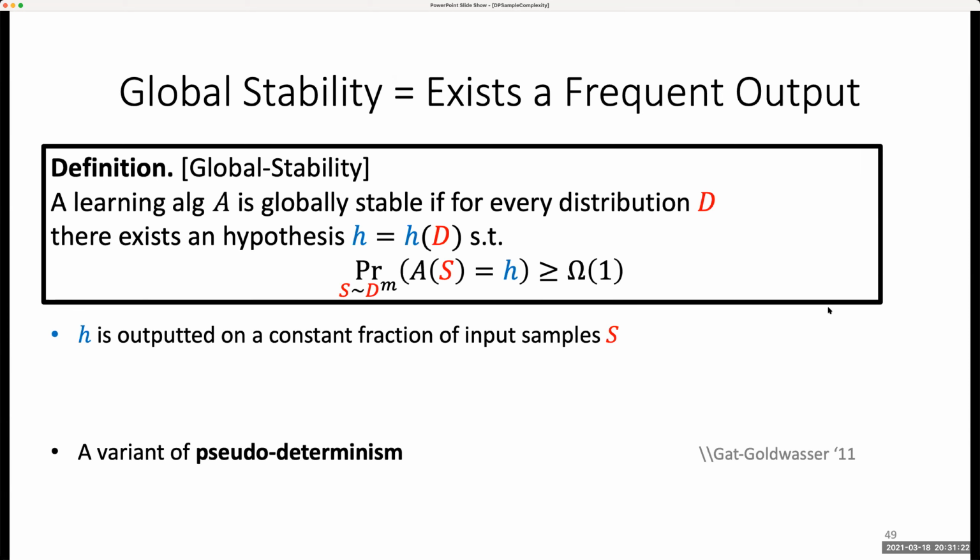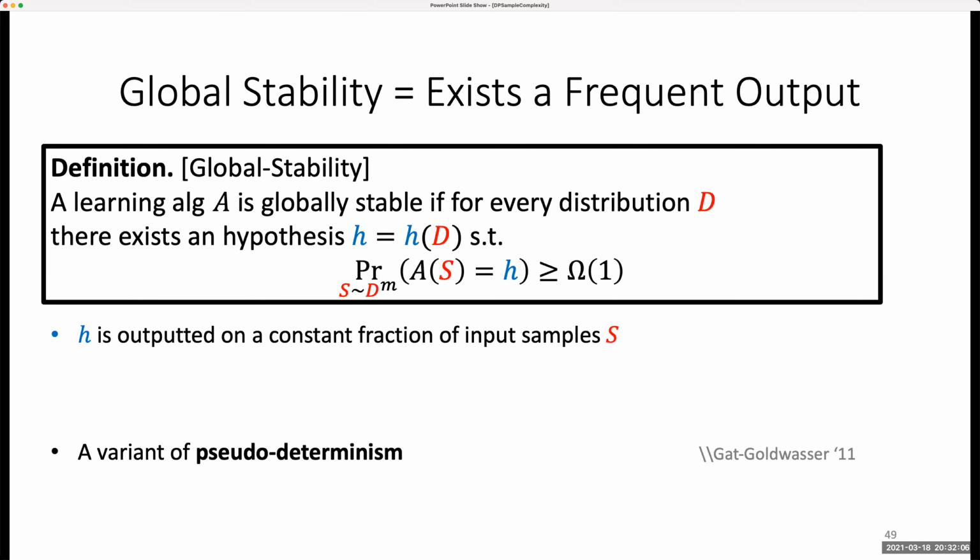It's a property of a learning algorithm, right? So there is no class even if you want. So a learning algorithm A is globally stable if for every distribution D, there exists a hypothesis H that depends only on D, not on the input, and the probability that the algorithm outputs H is not negligible. It's at least some constant. Okay, so it means that there exists a frequent hypothesis for every distribution. There will be some hypothesis which appears rather frequently as an output.